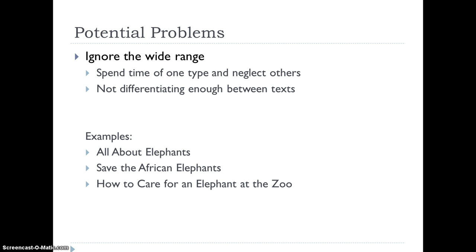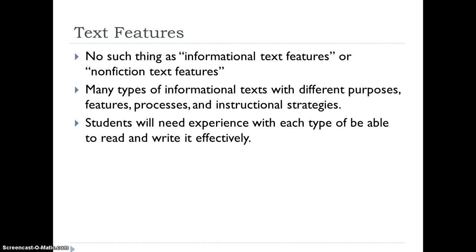So when we think about these texts, they have very different purposes, which is reflected in the structure of the text, and we need to teach students how to approach different texts. Some important things to notice is that there's no such thing as informational text features or nonfiction text features. Because this genre is so broad, there is not one type for these texts. There's great diversity within it. So there are many types of text with different purposes, features, and processes, and as teachers, we have to vary our instructional strategies to help students deal with these differences.